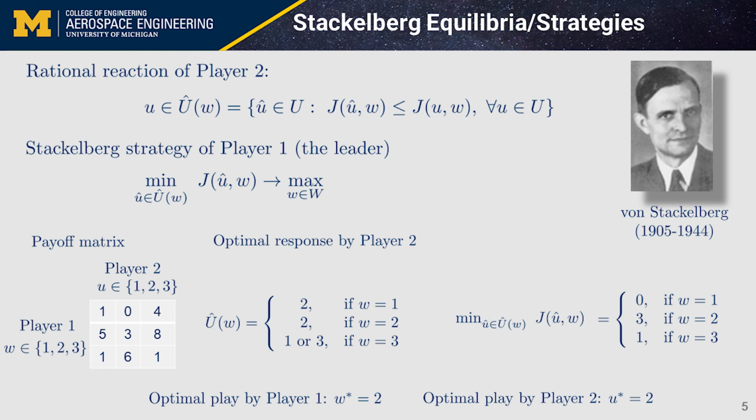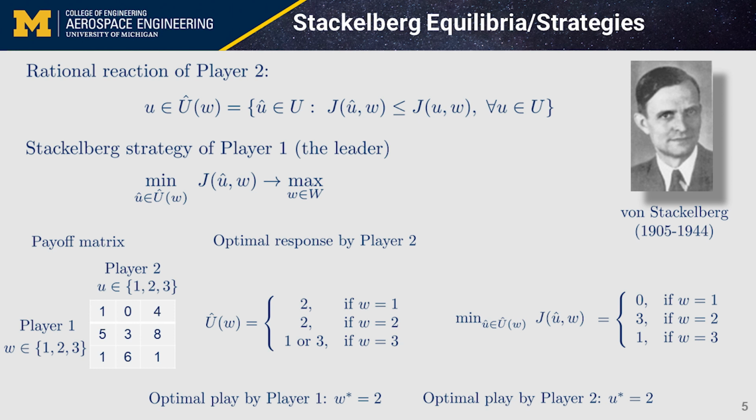And so if you want to construct the optimal response by the follower to an action by the leader, if the leader picks 1, then the best that player 2 can do to minimize the cost would be to pick the action 2. If the leader picks 2, then picking the second move is the best action. And if W happens to be 3, then you have a choice, because these values are the same, so you can pick either 1 or 3. So the strategy doesn't have to be unique necessarily.